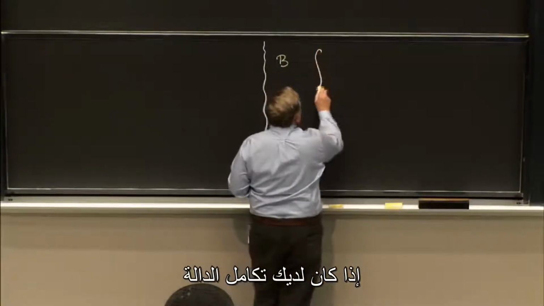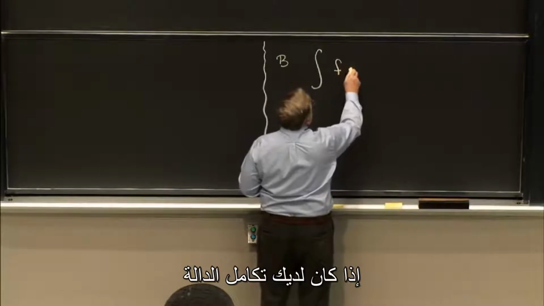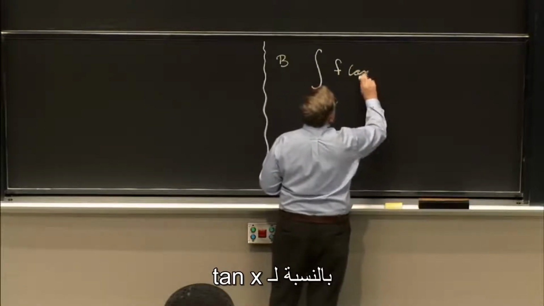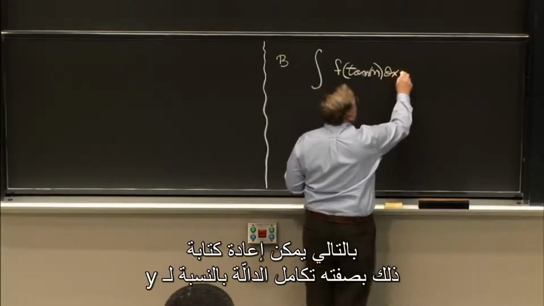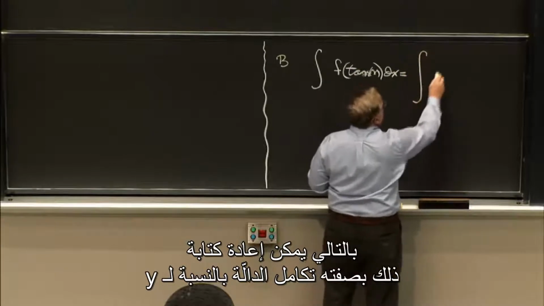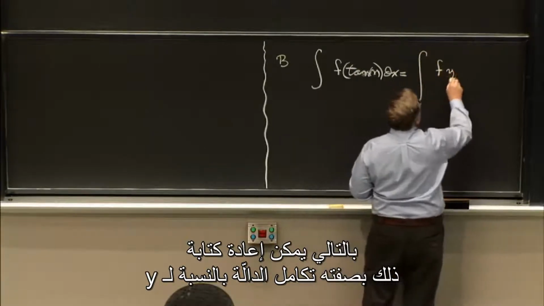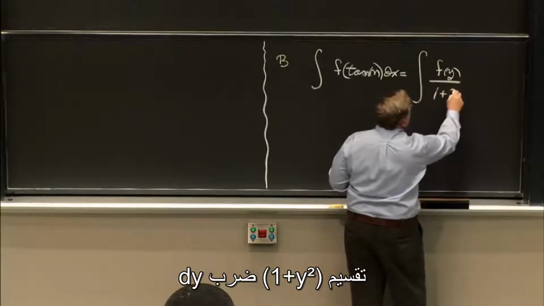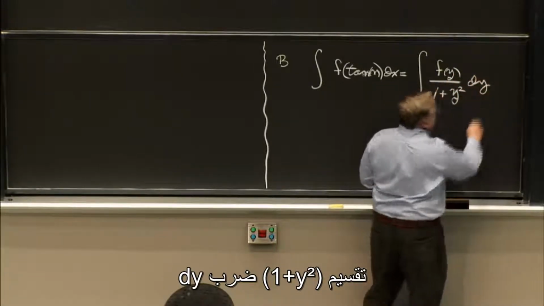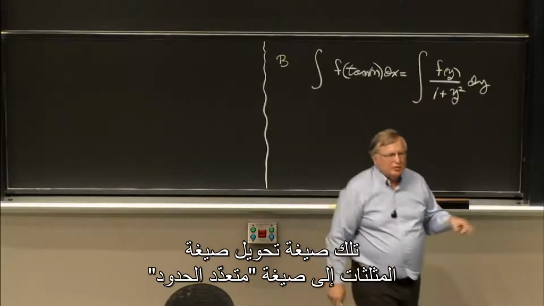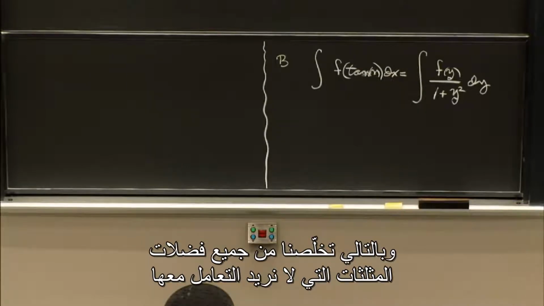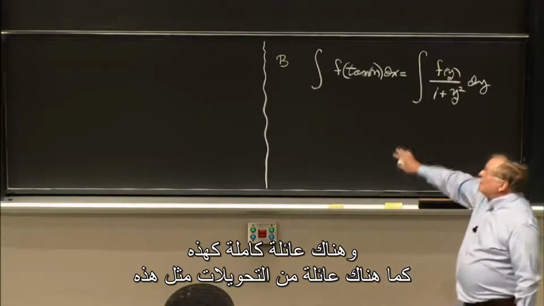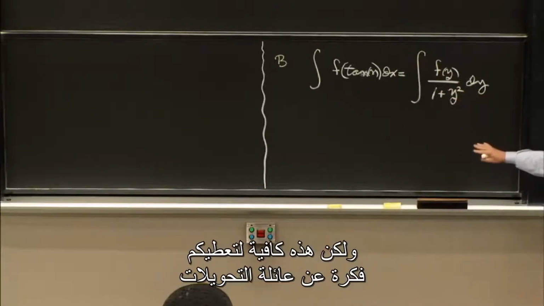If you have the integral of a function of the tangent of x, then you can rewrite that as the integral of a function of y over 1 plus y squared dy. So that's a transformation from a trigonometric form into a polynomial form. So it gets rid of all that trigonometric garbage we don't want to deal with. And there's a whole family of things like that, just as there was a family of transformations like so, but this is enough to give you flavor.